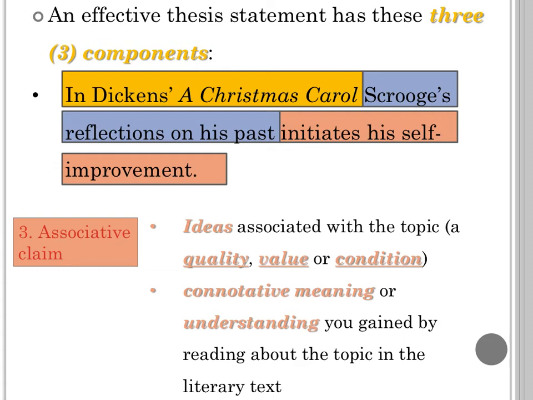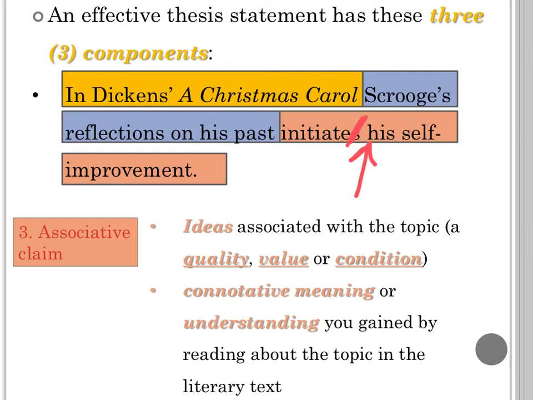The third and most important component of a thesis statement is the associative claim. And so in this thesis statement, in Dickens' A Christmas Carol, again, there's our subject. Scrooge's reflections on his past, again, there's our topic, the specific part of the book that we're writing about. And now here's our claim, initiates his self-improvement.